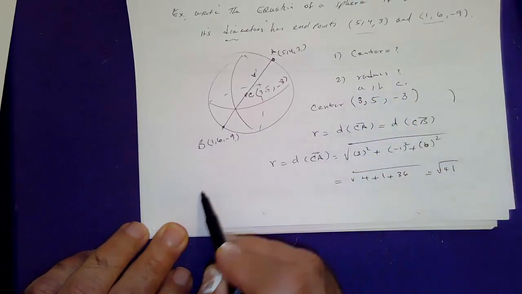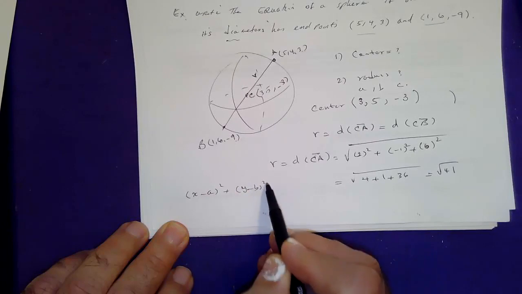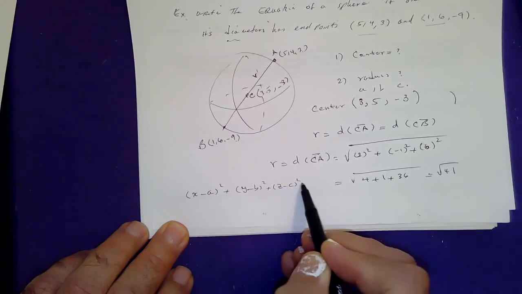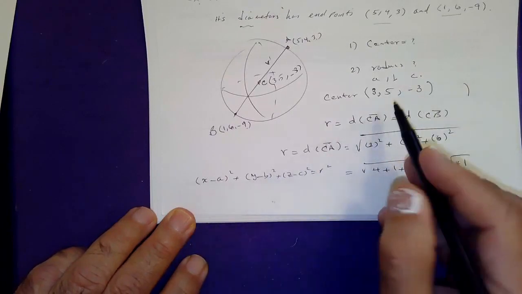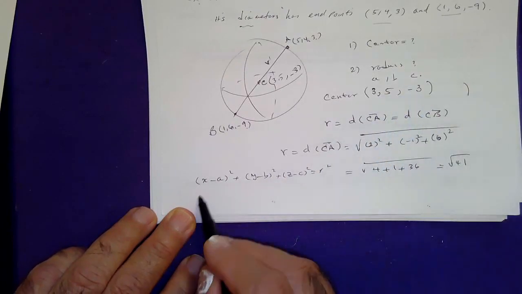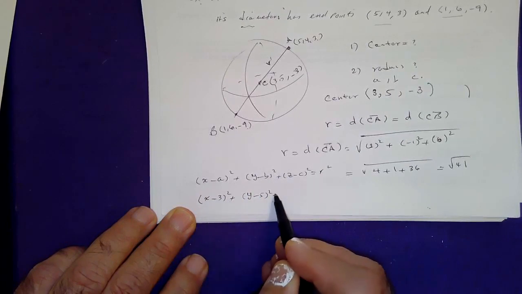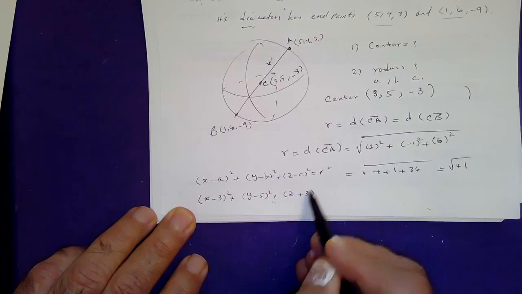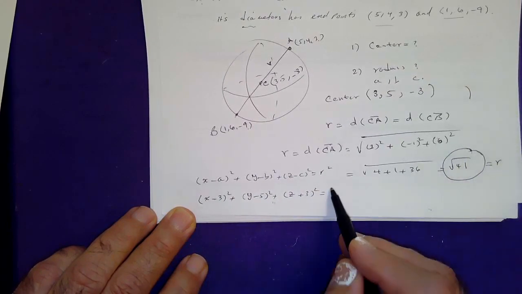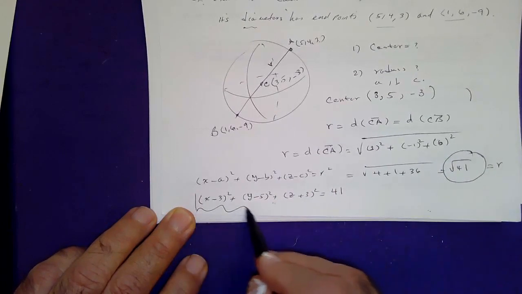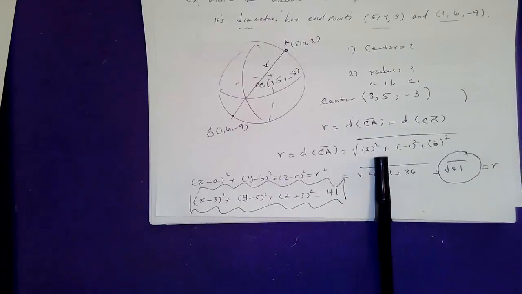Because the center is no longer at the origin, the equation is (x minus a) squared plus (y minus b) squared plus (z minus c) squared equals r squared. In our case, a, b, c happen to be 3, 5, -3. So that's (x minus 3) squared plus (y minus 5) squared plus (z plus 3) squared, and then you have to square r, which is the square root of 41, so that would be 41. And that's the equation of that sphere. Thank you.